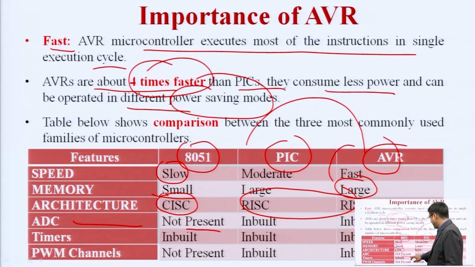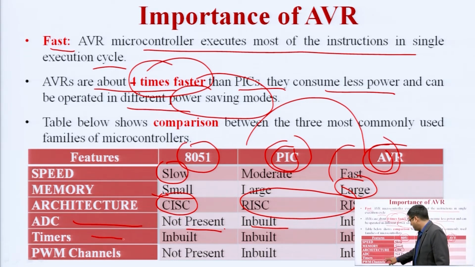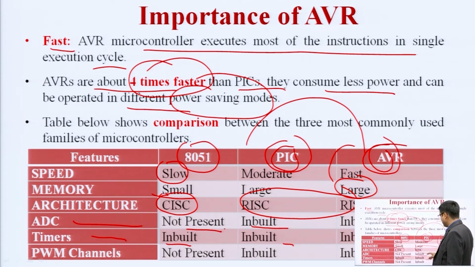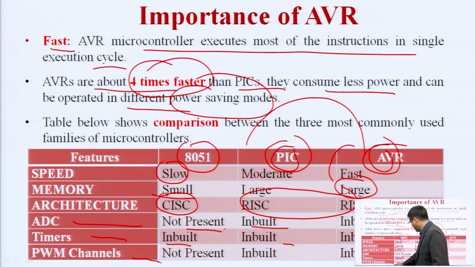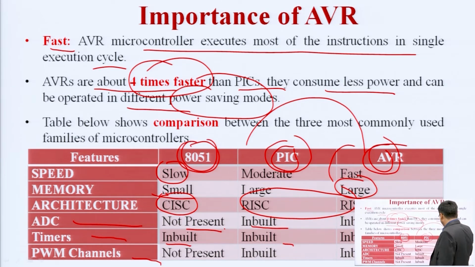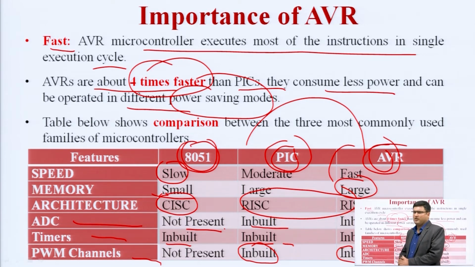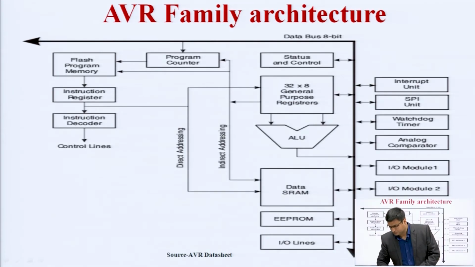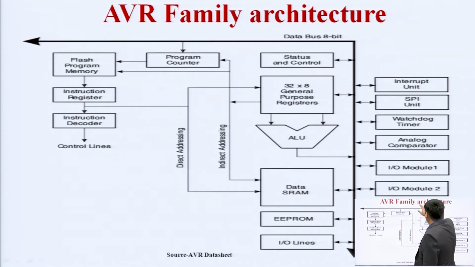ADC is not present in the 8051 microcontroller, but in the PIC microcontroller and AVR, it is inbuilt into the chip. Timers are inbuilt on the microcontrollers. PWM channels are not present in the 8051 microcontroller, but in PIC and AVR, they are present inbuilt in the same chip. So there are various advanced features available in the AVR microcontroller compared to the 8051 microcontroller. So we are using this microcontroller in most of our applications. Okay. So this is the AVR family architecture.